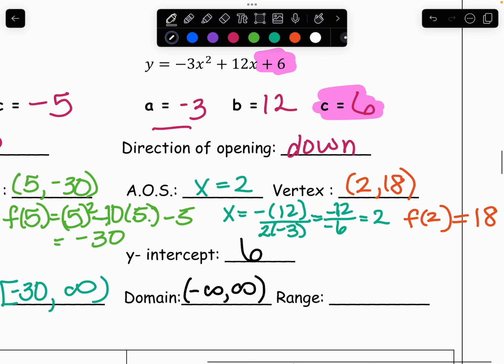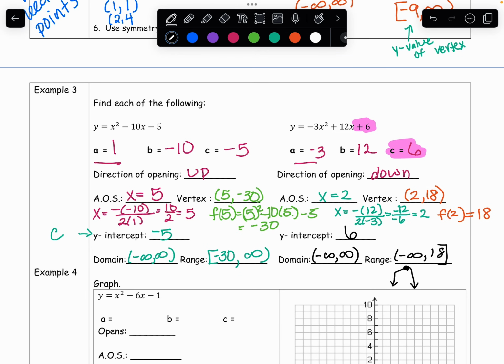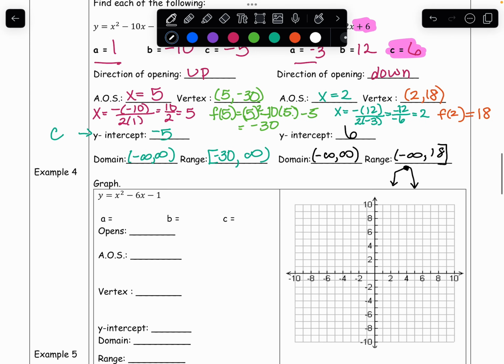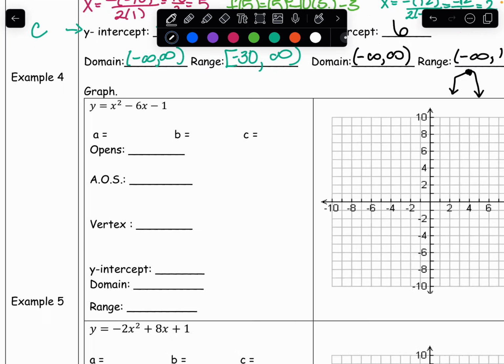But our range, because our graph is opening down, our vertex is our highest point, so our range is going to be negative infinity to 18 with the bracket. Again, we're using a bracket because we hit that point. Okay, so there was some practice. Now let's actually graph it.